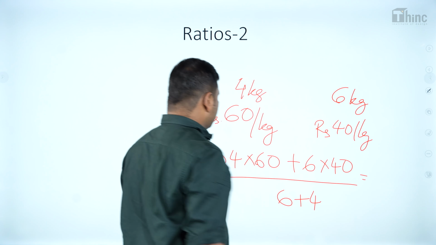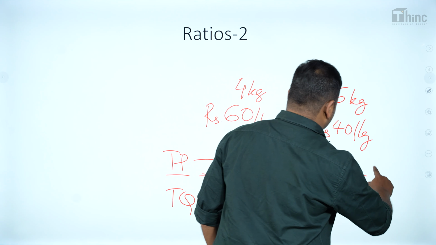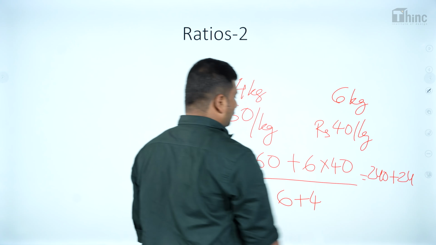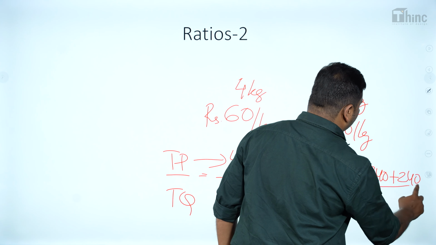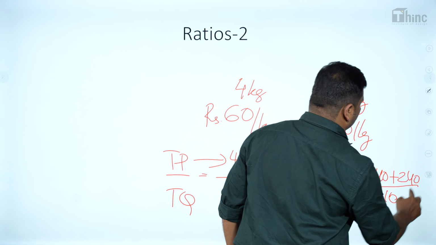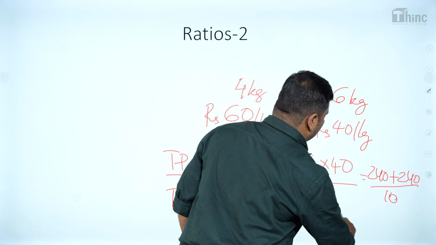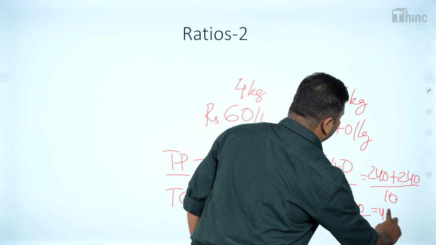So what is the total price? When you do the math, we have 6 into 40, which is 240. So it's just 240 plus 240. And what is the total quantity? It's 10, right? So 240 plus 240 divided by 10. So what is 240 plus 240 divided by 10? It's 480 by 10, which is nothing but 48 per kg.